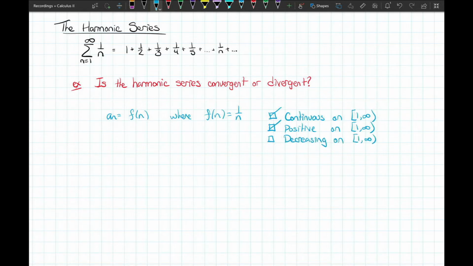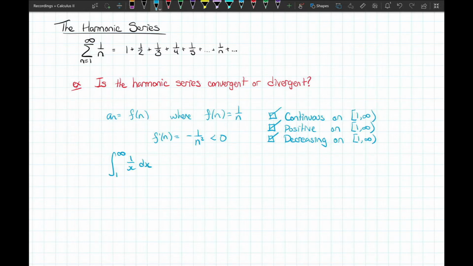And we need to see whether or not this function is decreasing from 1 to infinity. We can very quickly do that by taking a look at the derivative. The derivative, f prime of n, is negative 1 over n squared, and that is always less than 0 for any value of n not equal to 0. So we also know it's decreasing. That means we're going to take a look at the definite integral from 1 to infinity of f of x, which is just 1 over x with respect to x.